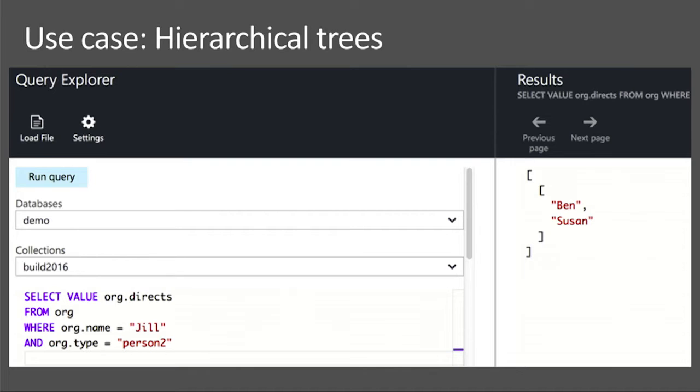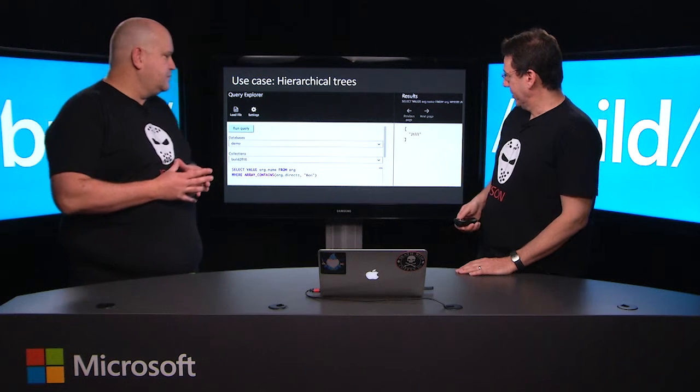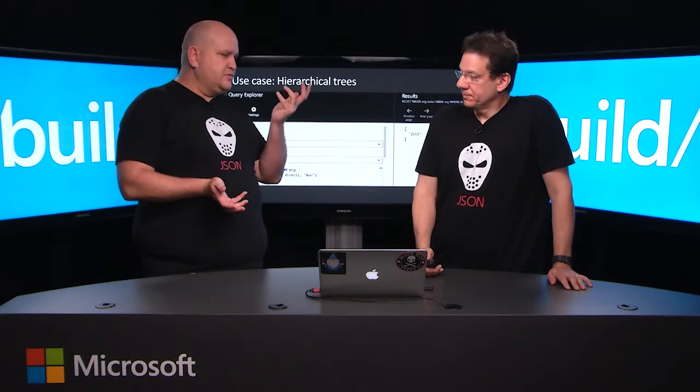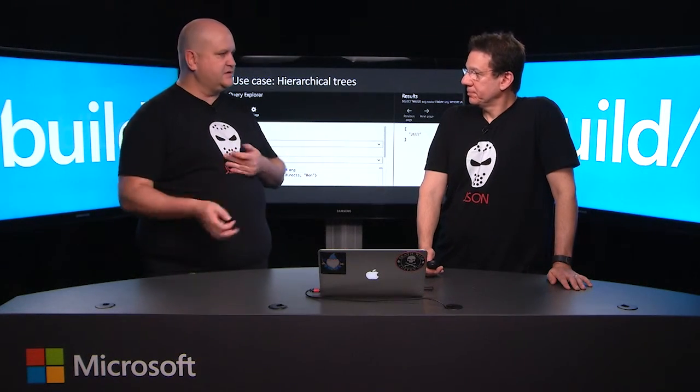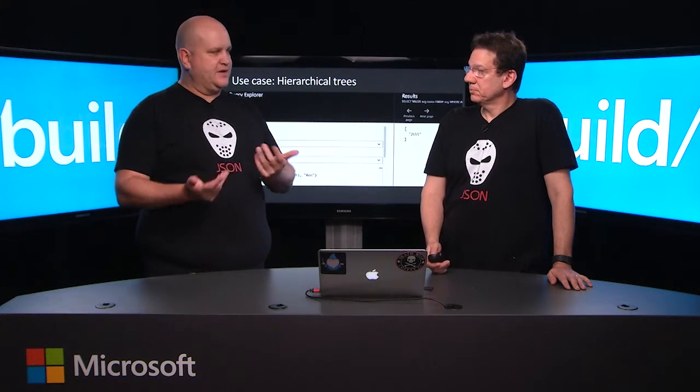Well, the query looks slightly different because the data is different, but given person Jill, show me who works for Jill. In this case, it's Ben and Susan, right? And I can do, hey, given a person Bill or person Susan, who's their manager? In this case, it's Jill. So now you're searching the array, which is the directs array. Absolutely. So same questions I'm asking of my data, same results I'm getting back, but it's modeled slightly differently depending on my application's use.